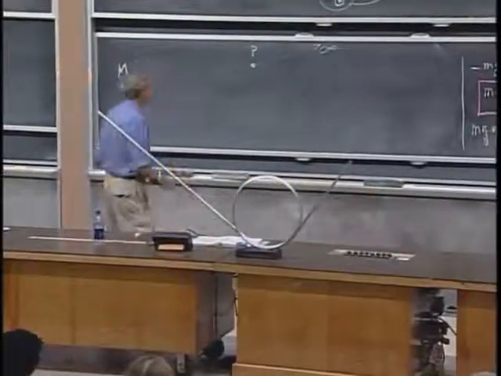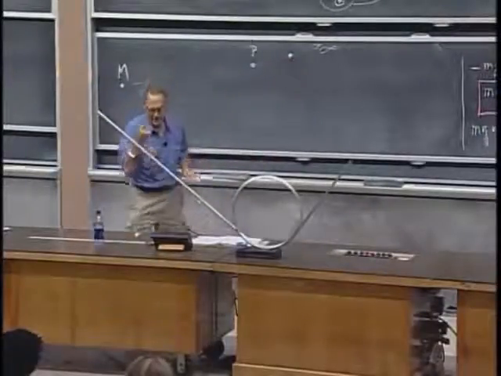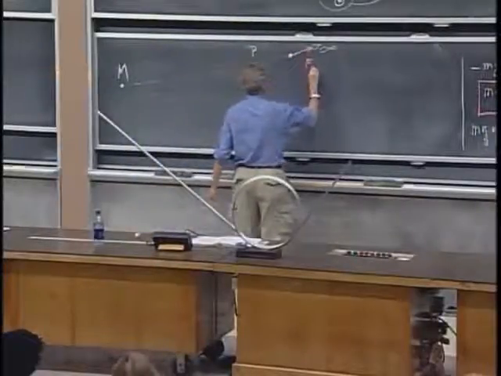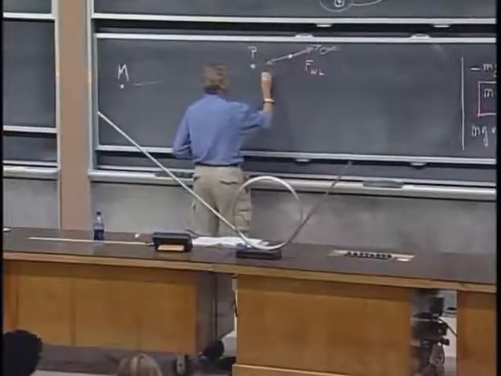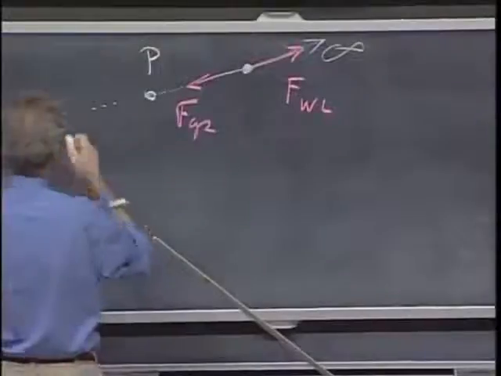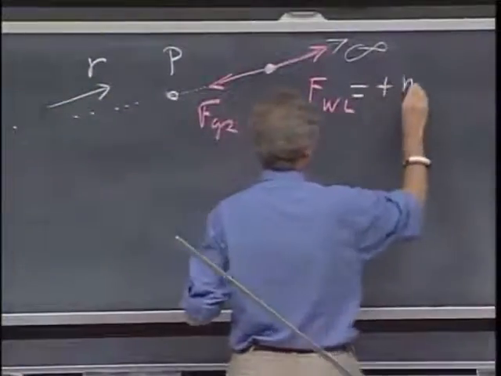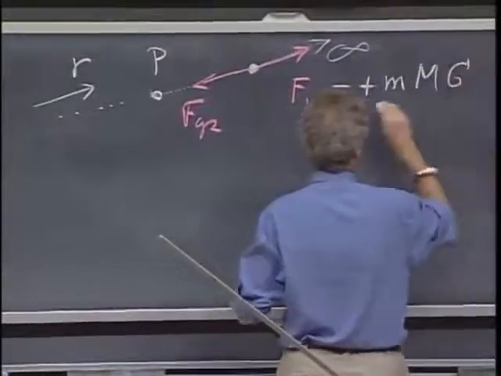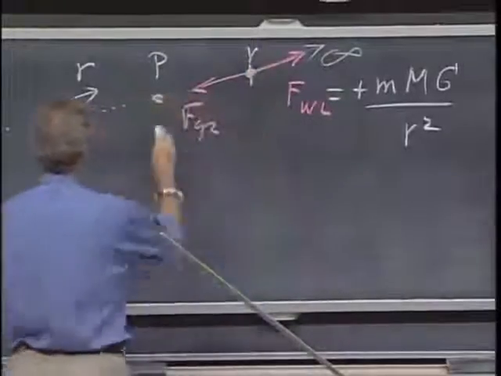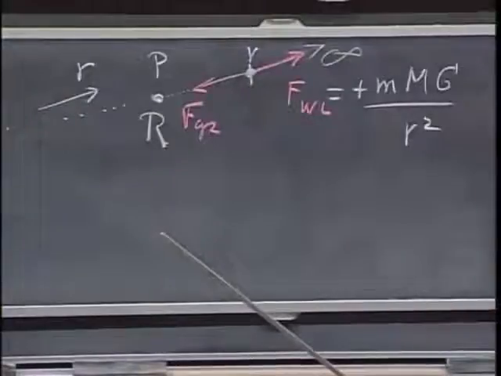The force that I will experience, that I will have to produce, is this force. Force of gravity is this one. The two are identical except that mine is in this direction. This is increasing value of r, so mine would be plus mMg divided by r squared if I'm here at location r. And let this be at a distance capital R from this object.